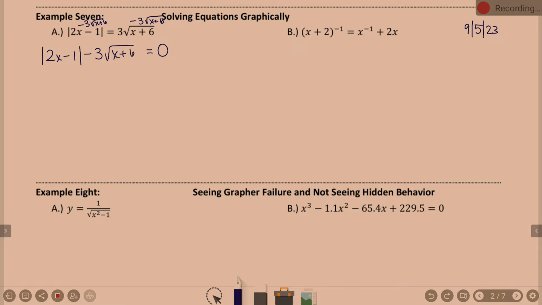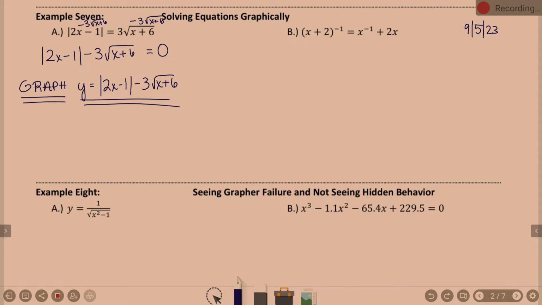Now, by getting that equation equal to 0, we are good to put this into the calculator. So basically, the 0 is replaced with a y, and we are going to graph y equals the absolute value of 2x minus 1 minus 3 times the square root of x plus 6. Okay, so get the calculators going, and I've got something new to show you, don't I? Okay, are we there? I'm there.